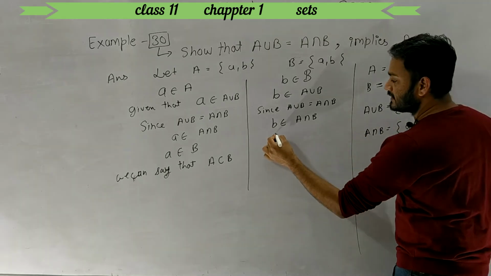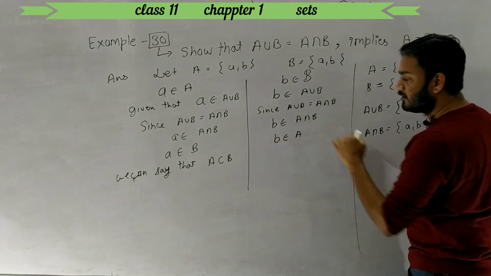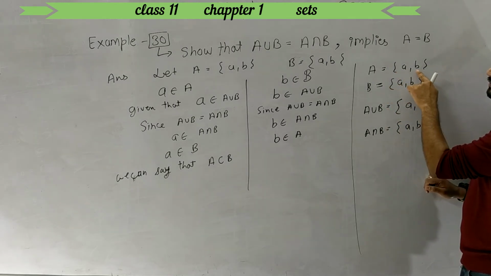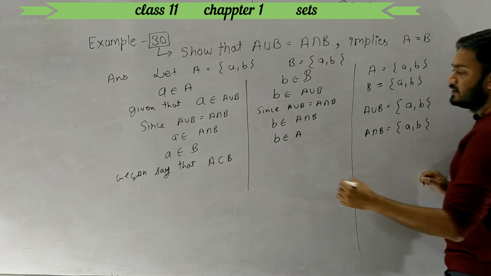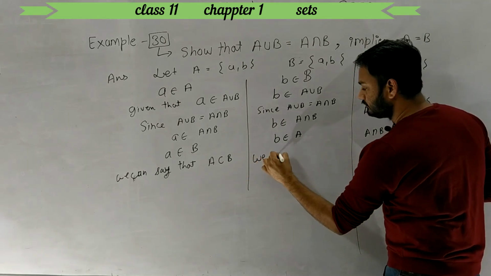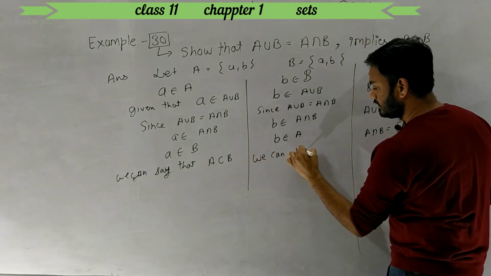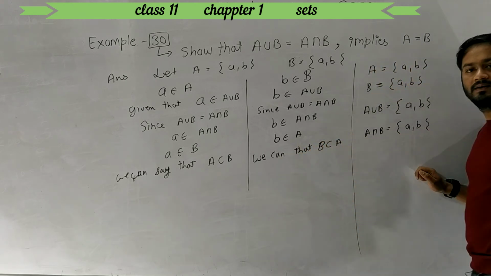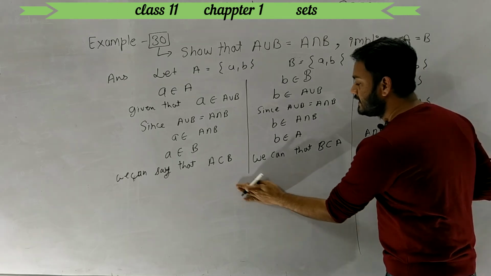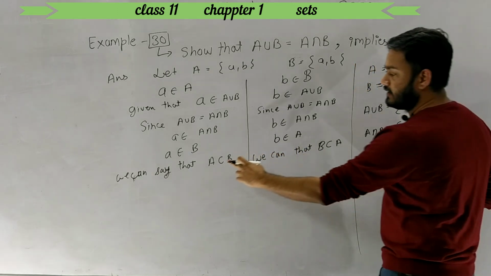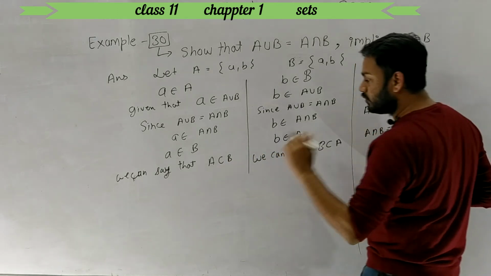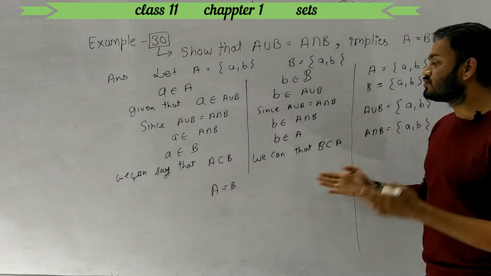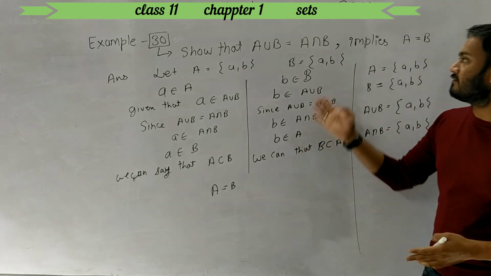And if it is the case, then b belongs to A also. See, here a also comes in this, b also comes in set A. So we can say that B is a subset of A. Okay, and if A is a subset of B and B is a subset of A, this only happens when A is equals to B. So in this way we have solved this question and we have proved this.